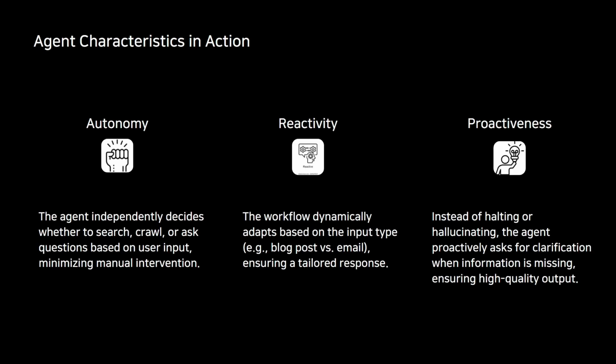Second is reactivity. The workflow adapts immediately depending on the changes in the environment, whether the input is for a blog or an email, or if the retrieved data is insufficient. Third is proactiveness. It doesn't just stop or hallucinate when information is missing. It proactively asks the user for clarification. This goal-directed behavior is what distinguishes a true intelligent agent from a passive text generator.